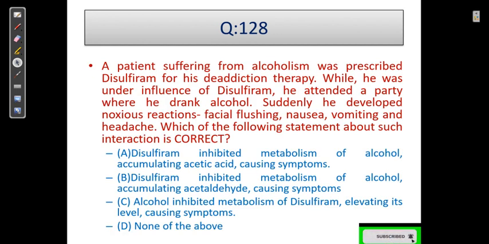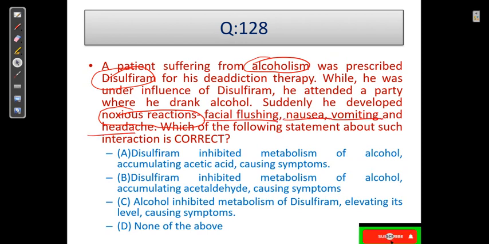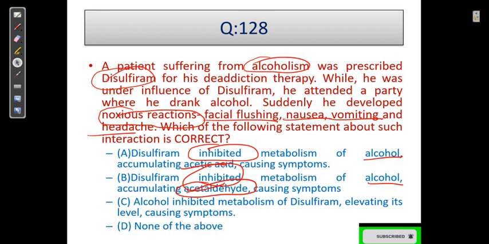A patient suffering from alcoholism was prescribed disulfiram for his de-addiction therapy. While he was under the influence of disulfiram, he attended a party where he drank alcohol. Suddenly, he developed a noxious reactions: facial flushing, nausea, vomiting, and headache. Which is the correct statement about such interaction? Disulfiram inhibited metabolism of alcohol and produce acetic acids. Disulfiram inhibited metabolism of alcohol and produce acetaldehyde. Alcohol inhibit the metabolism of disulfiram and elevate the level, none of the above. So the correct one is it produce an acetaldehyde.